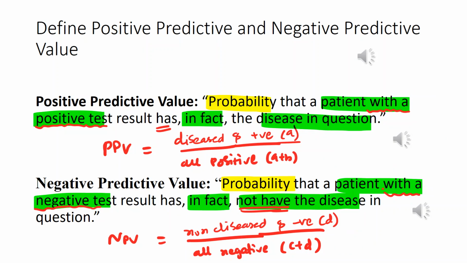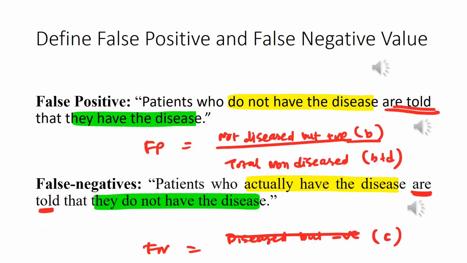Define positive predictive and negative predictive value. Positive predictive value, probability that a patient with the positive test result has, in fact, the disease in question. Negative predictive value, probability that a patient with a negative test result has, in fact, not have the disease in question.